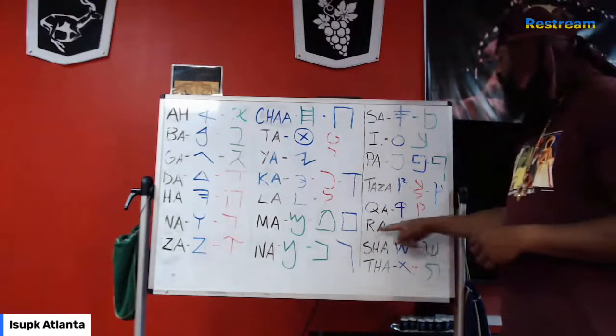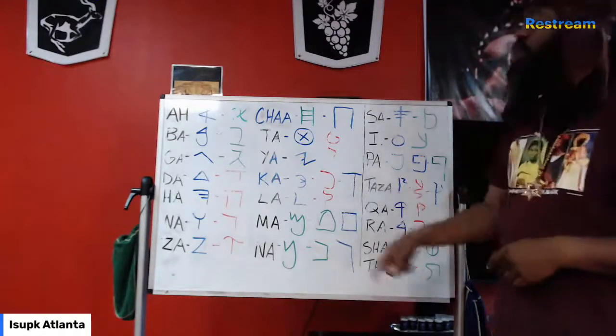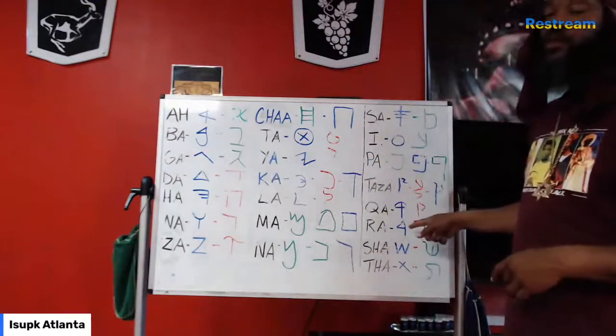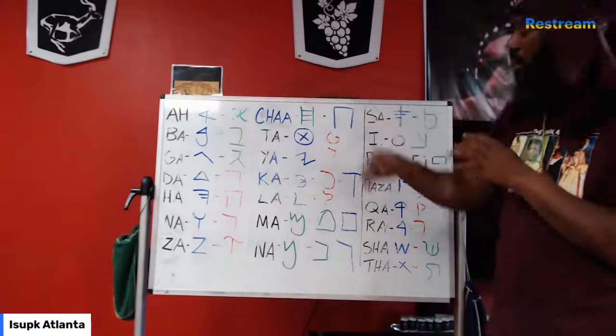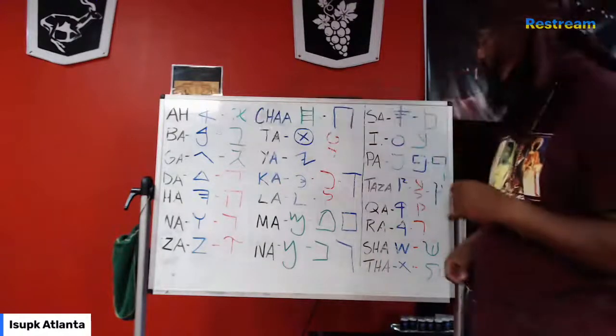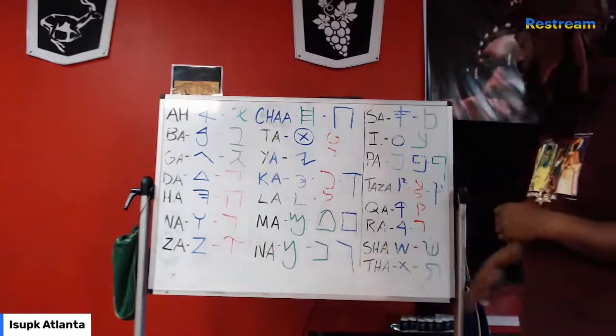Ra. Okay. Kind of looks like your Da, but with more curve appeal. Remember, Da is going to shoot straight. All right. Ra is going to have more curve to it. All right. Excellent. Shah.